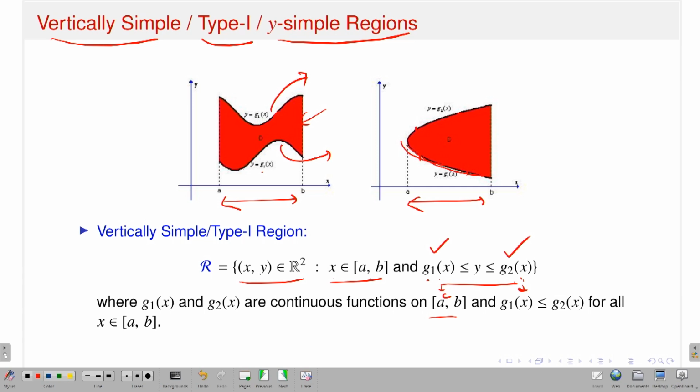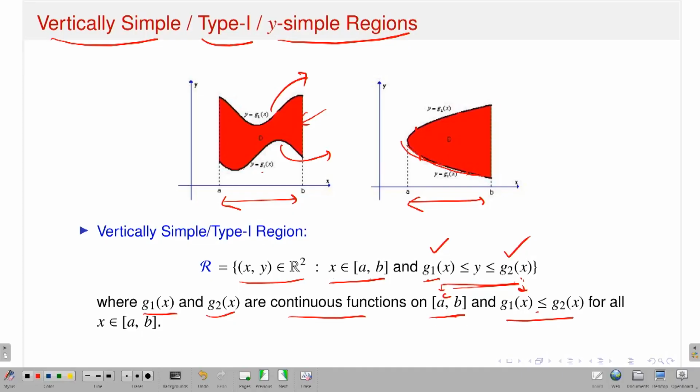But you have to be careful. I keep x varying over the closed interval a to b, but y should vary from one continuous function g1(x) to g2(x), where g1(x) and g2(x) are continuous functions on the closed interval ab, along with the fact that g1(x) should be less than or equal to g2(x). That is also needed, otherwise it does not make any sense. So, x should vary in the closed interval ab, however y varies from g1(x) to g2(x), with g1(x) less than or equal to g2(x) for all x in ab. If your domain is like that, then I will say that this is vertically simple.